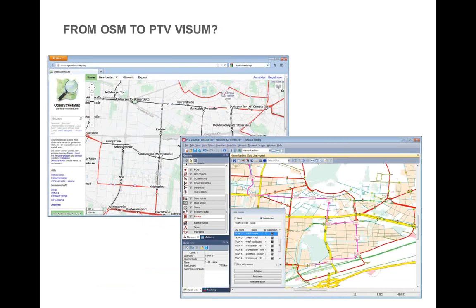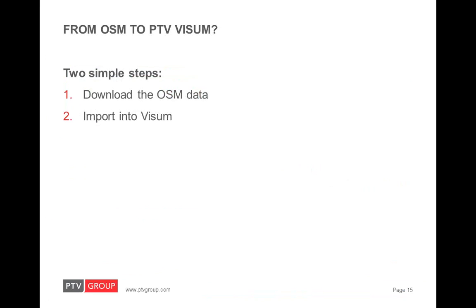And now let's have a look at how we get the data from OpenStreetMap into Visum. This is basically two very simple steps. The first one is you have to download the OpenStreetMap data from the internet, and then you have to import it into Visum.